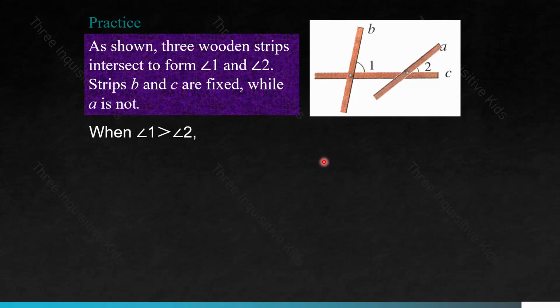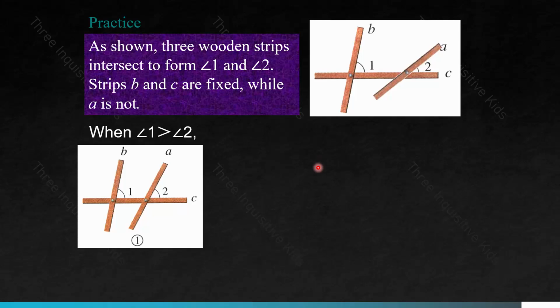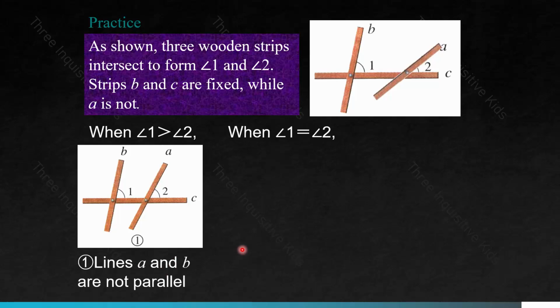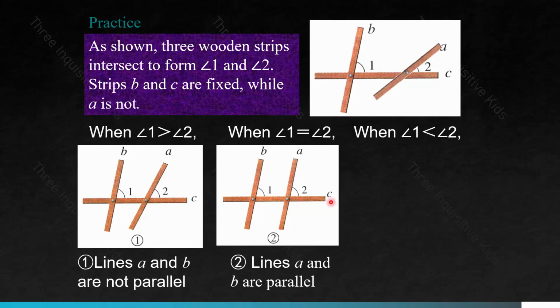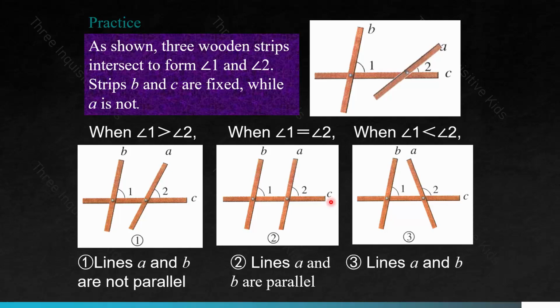So when angle 1 is greater than angle 2, this is what it looks like. Lines A and B are not parallel. When angle 1 is equal to angle 2, this is what it looks like. Lines A and B are parallel. But again, when angle 1 is less than angle 2, this is what it looks like, and lines A and B are not parallel. So the only scenario where lines A and B are parallel is when angle 1 is equal to angle 2.